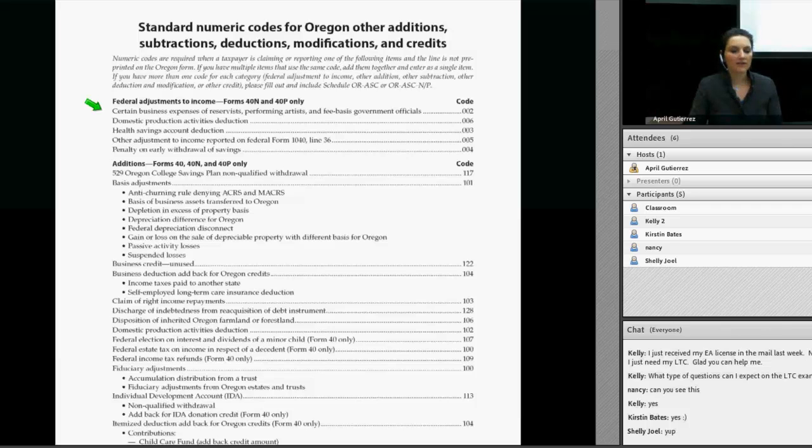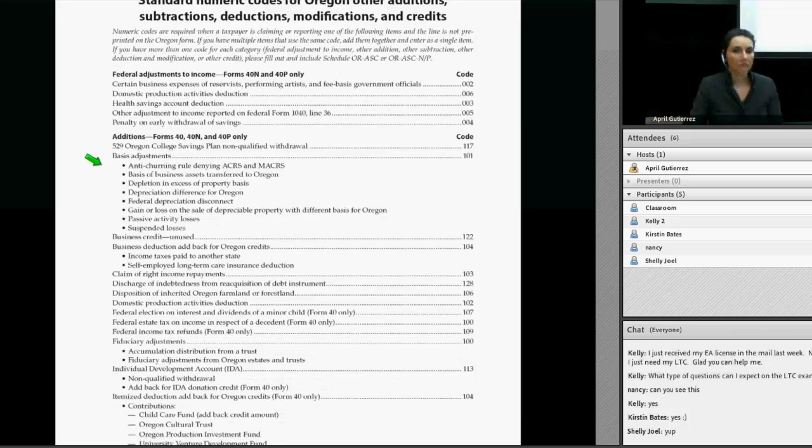You'll see right up here at the top, we start with federal adjustments to income. These apply only to Form 40N and 40P filers, and these are specific adjustment items that would go on the part year or non-resident return and the codes that are associated with them. We then move on to additions, Forms 40, 40N, and 40P only, and this is how you would apply these particular addition items. And what's relevant about the addition items is how many of them there are. So remember, the Oregon Form 40 allows space for only one designated item that is an addition, and that is state interest on bonds issued by other states. That's the only item that has its own line.